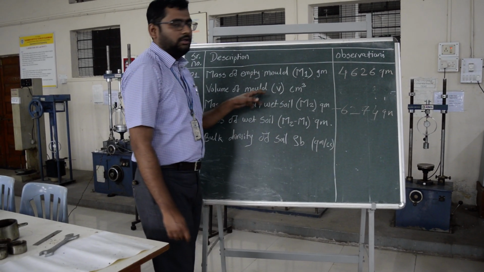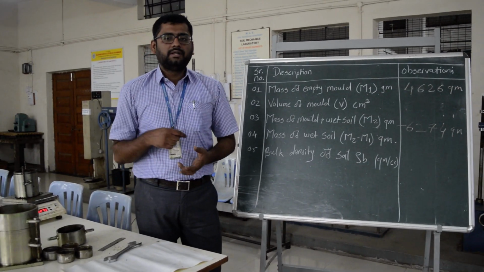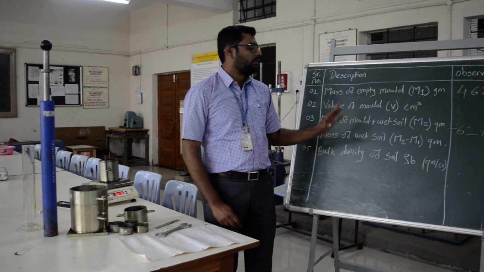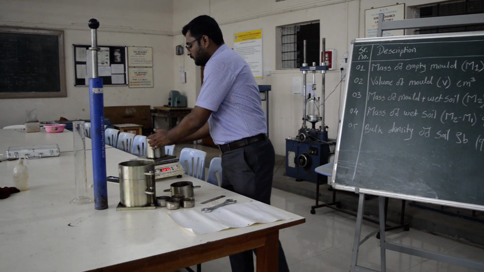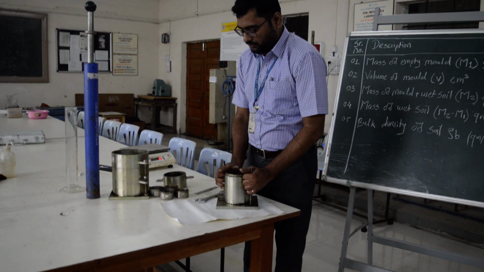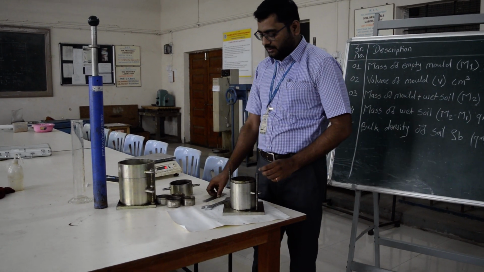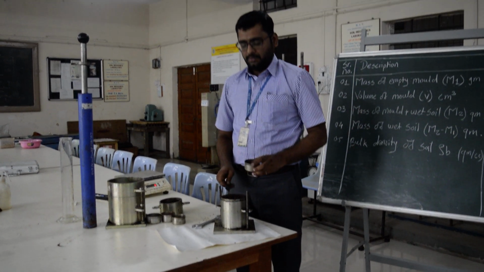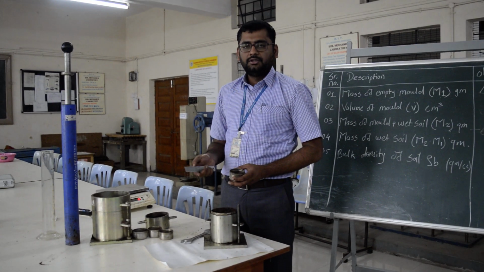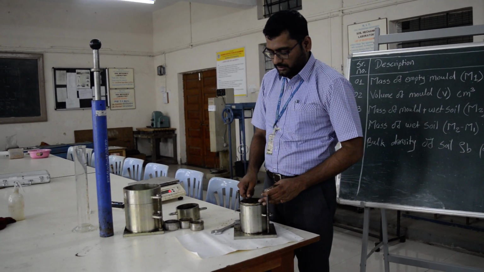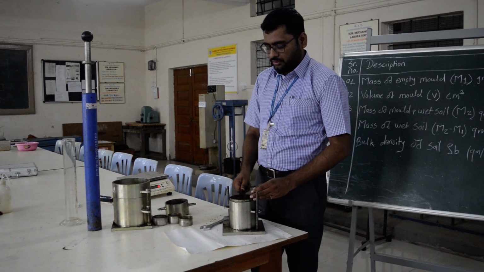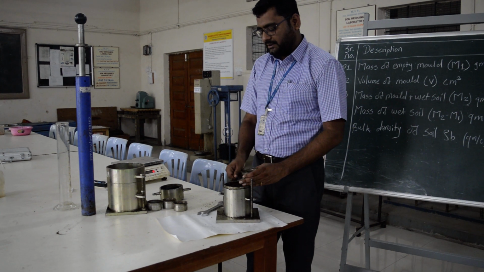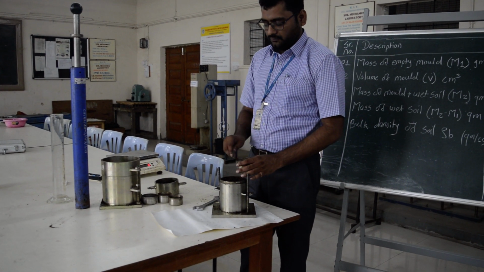For calculation of the volume of the mold, we know the diameter of the mold is 10 centimeter and the height of the mold is 15 centimeter. From that we can find out the volume of the mold. Once we take the observations, we have to take some soil from this mold and keep it in a container for water content determination. The observations for water content are the same as in the previous experiments.